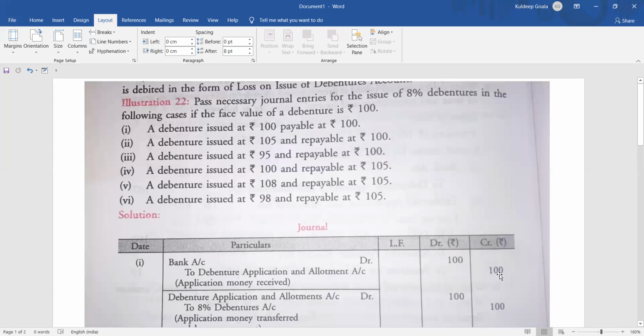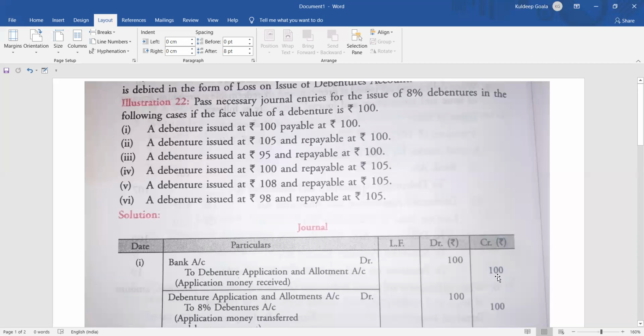You can remember in case of shares we did share application and allotment if we were taking money at one time. In case of shares, one was payable at one time, and the other was payable in installments. So here we are going to take payment at a time. So what will that be? Bank account debit, money will come in the bank. To debenture, why debenture? Because it is the issue of debenture. In the case of shares, it was shares, right? So here it will be debenture application and allotment account, 100 rupees. Application also received and allotment also made.